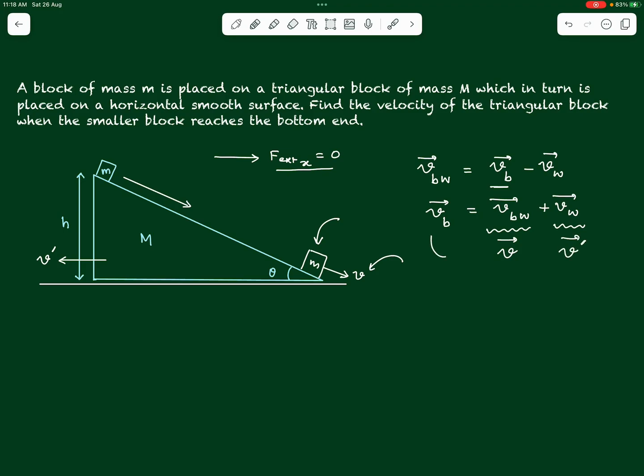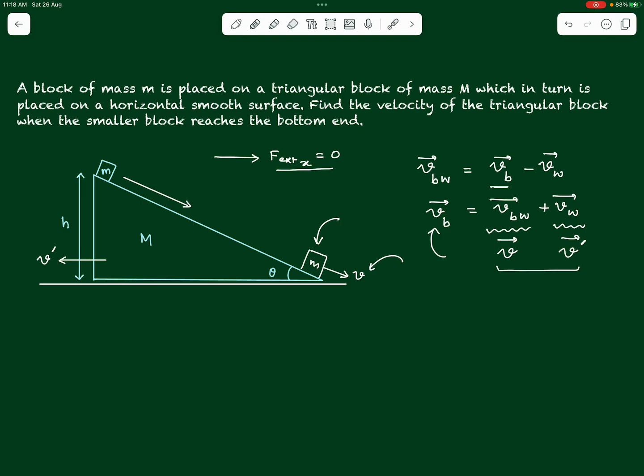So, actually the real velocity of the block, the velocity of the block with respect to the ground, will be the vector sum of v and v dash. For the sake of convenience here, maybe we can just work with the components. We need not really find out the velocity of the block, at least not here. Maybe we can find it out later on.